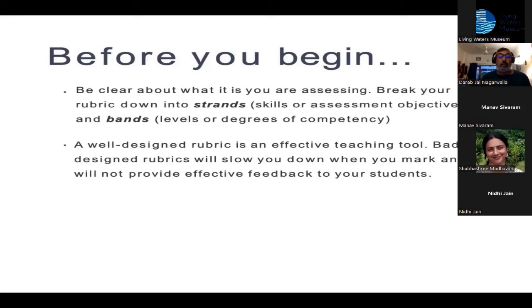And so a well-designed rubric is effective. It's important to think through what it is that you're assessing and look at a lot of examples and get ideas from that, okay? But just a little warning: badly designed rubrics don't really provide effective feedback, because they don't really match what your assessment needs are.